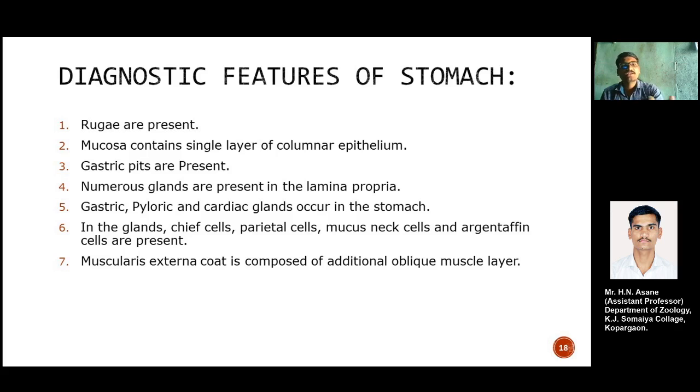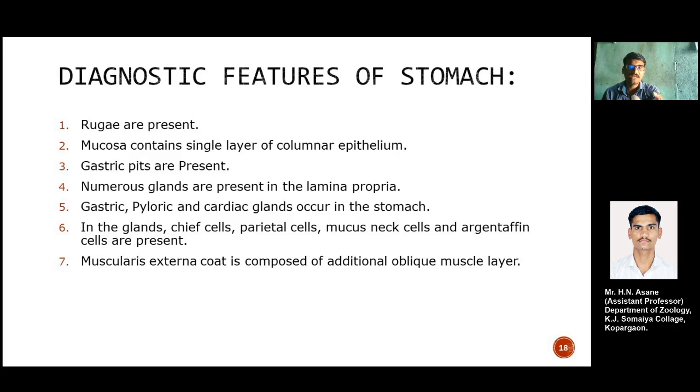Then the mucosa contains a single layer of columnar epithelium, and gastric pits are present. We have seen the gastric pits. A gastric pit is nothing but the common duct for all the secretions, where all the cells secrete their secretions. Okay, so numerous glands are present in the lamina propria. We have seen the number of glands.